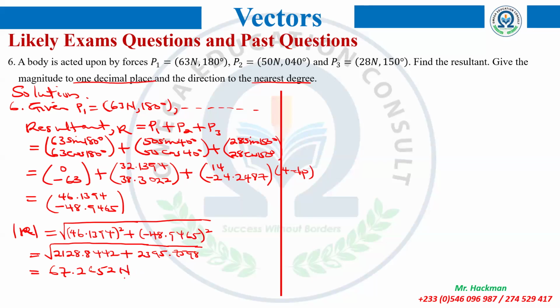Here you can choose not to write even the newtons. Your conclusion is what matters. It will be in 4 dp, but when we draw our conclusion, the question will state the form. The resultant will be taken to 1 dp, so this will be equal to 67.3 newtons, and you put 1 dp in brackets. Is that clear?